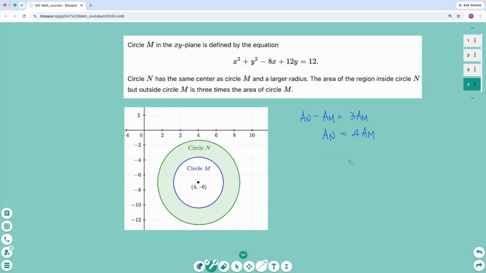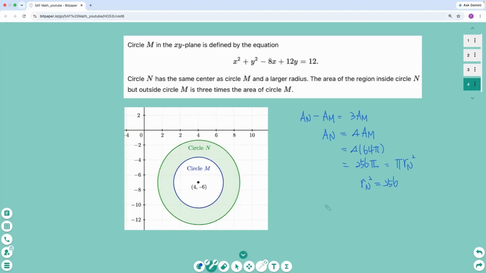From the previous step, the area of circle M is 64π. Now substitute this into the equation. 4 times 64π, which is 256π. The area of circle N is of the form π r_N². Dividing both sides by π gives r_N² equals 256.